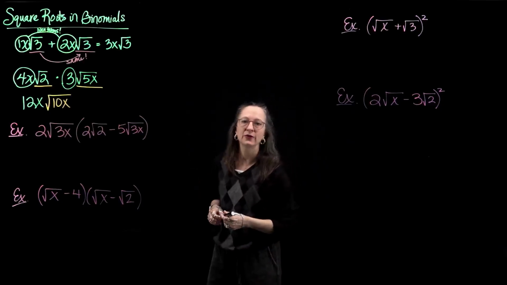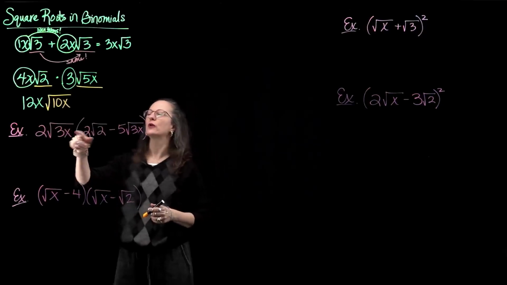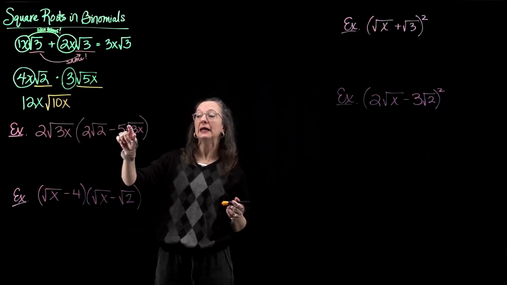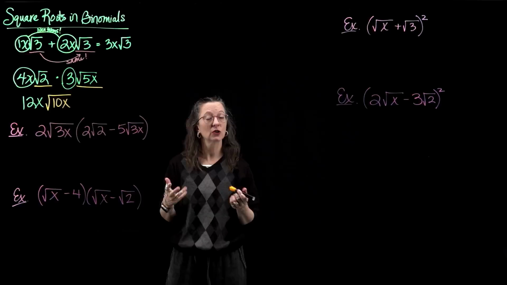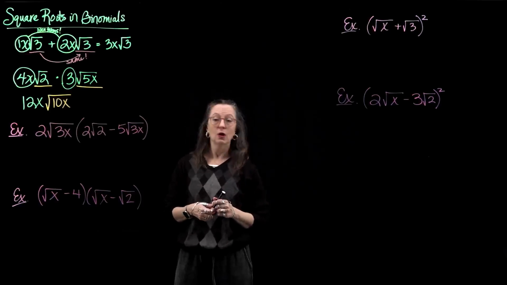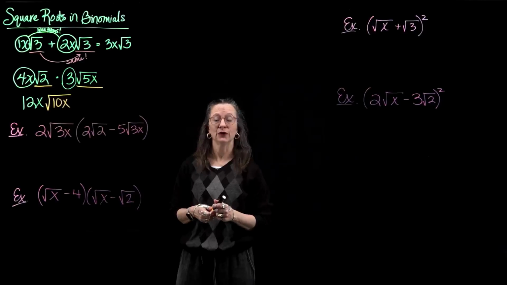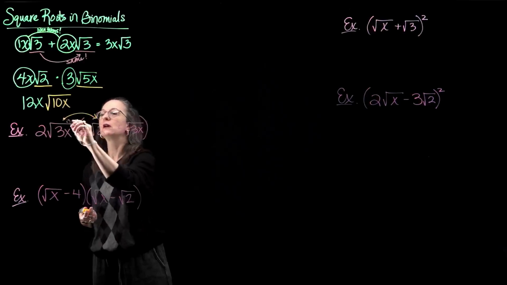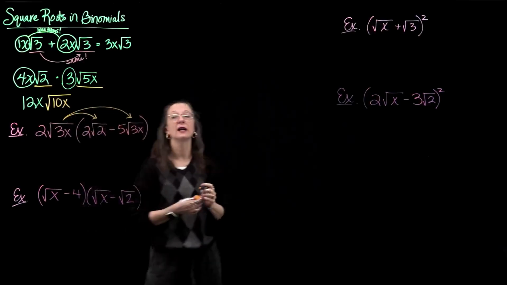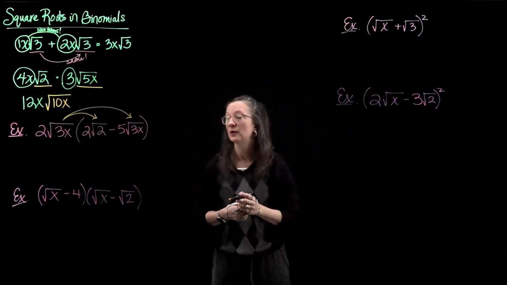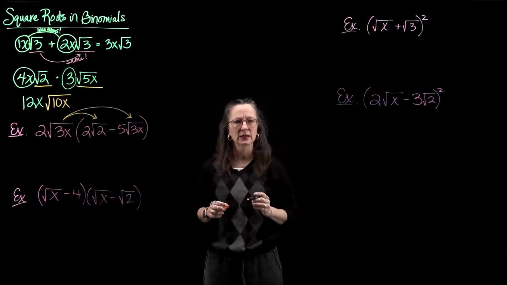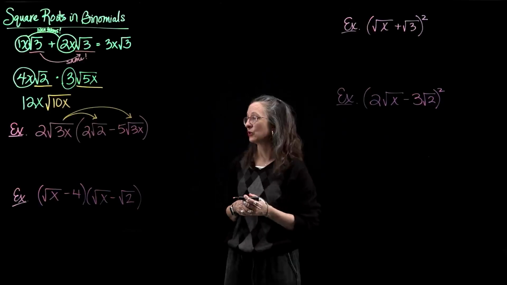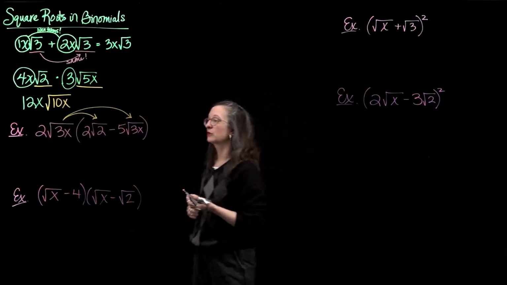So this first one I have written up, I have 2 square root of 3x times parentheses 2 square root of 2 minus 5 square root of 3x, close parentheses. So let's take this very carefully, and we want to notice that the first thing we're going to do is distribute this 2 square root of 3x to both terms inside the parentheses. Don't let the fact that there's square roots bother you. We're going to treat it just like any distribution. So let's write out that multiplication.